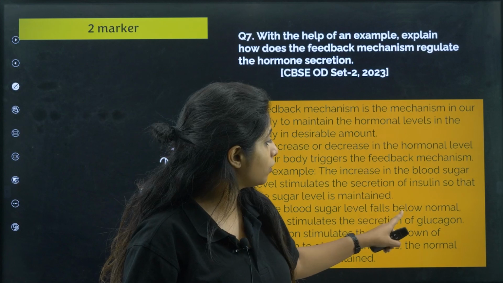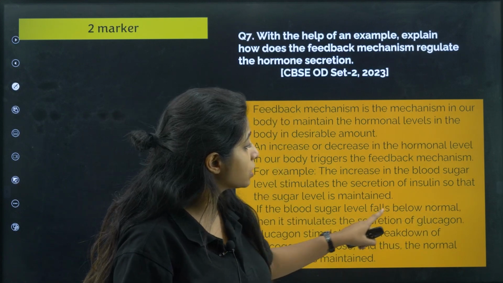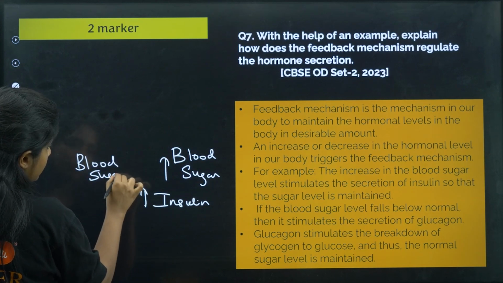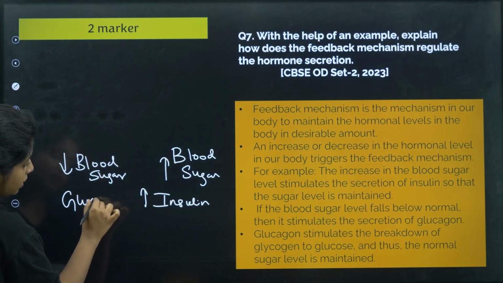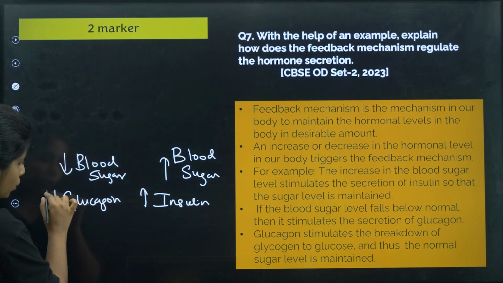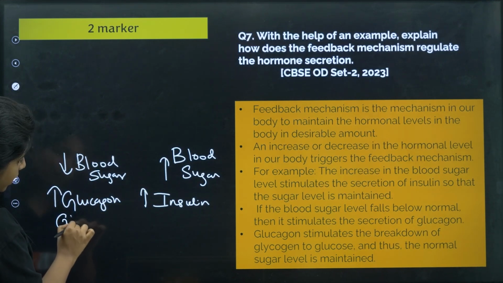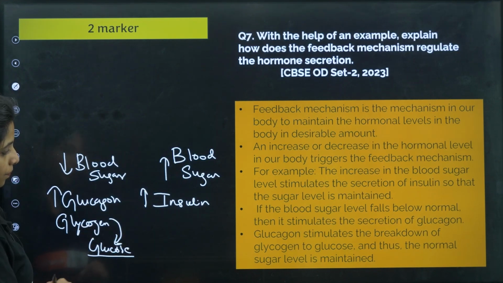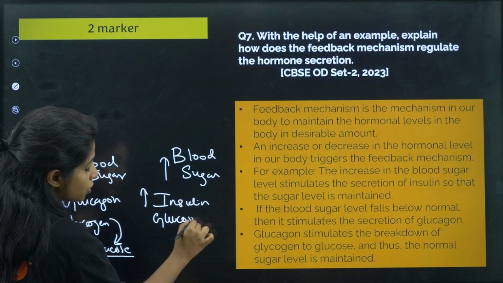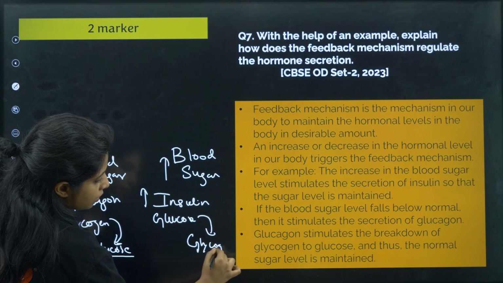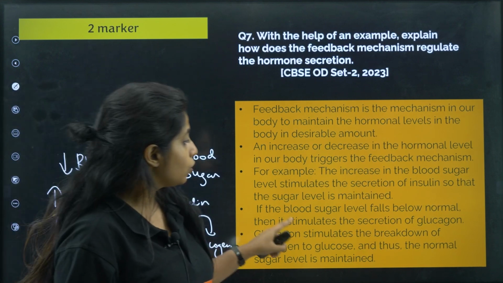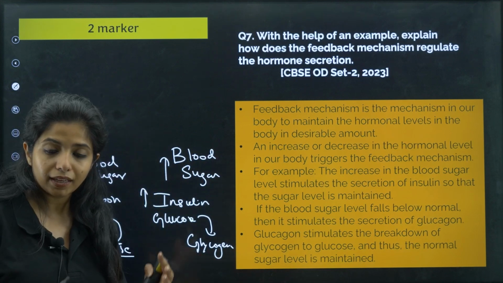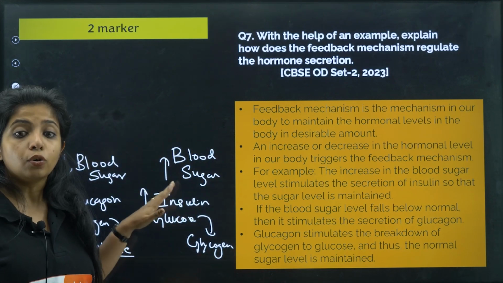Now, if the blood sugar level falls below normal, then it stimulates secretion of glucagon. Now, on the other hand, if the blood sugar level is too less, who becomes active? The next hormone, that is what? Glucagon. Why do you need glucagon? Because glucagon is the one that will be converting glycogen to glucose. So that means you are providing enough amount of blood sugar. Over here, insulin does what? Captures all the glucose and converts it to glycogen. So that's the opposite thing. Now, glucagon stimulates the breakdown of glycogen to glucose, and thus the normal sugar level is maintained. So there's a feedback thing happening. So if blood sugar is more, then you need someone who could bring it down.